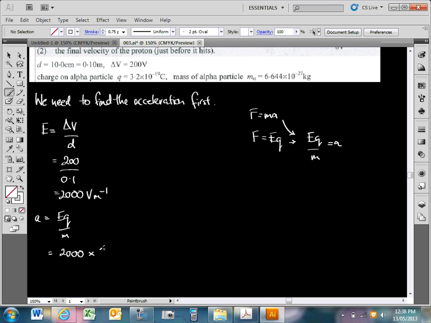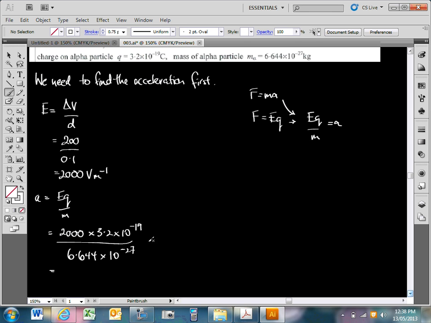2,000 times the charge, 2 times the charge of a proton, 3.2 by 10 to the minus 19 coulombs, over the mass, which was 6.644 by 10 to the power of minus 27 kilograms. If you do that calculation, you'll find acceleration equals 1.91 by 10 to the power of 11 meters per second squared, of course. It's an acceleration.